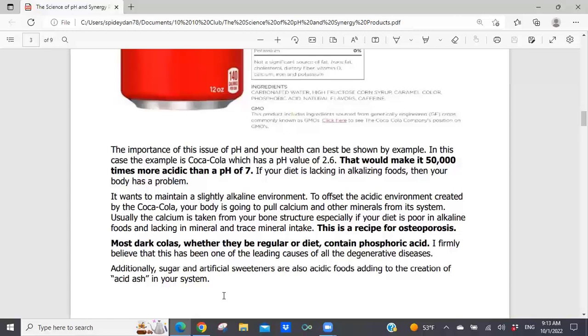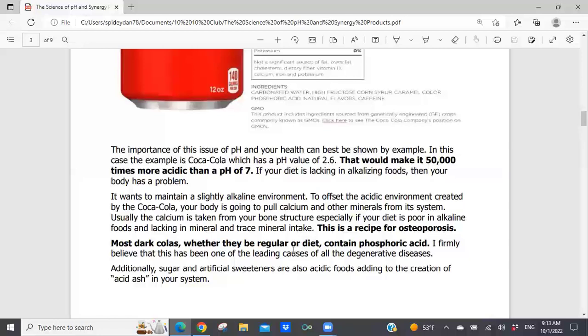And if you're drinking Coke on a daily basis, or dark colas that contain phosphoric acid, then this becomes a recipe for osteoporosis. Why? Because your body has to offset that acidic intake. And the way that it does that is to pull calcium, which helps to maintain an alkaline environment. It pulls calcium out of your bones into your vascular system so that it can offset the acidity that's occurring through the foods that you're consuming.